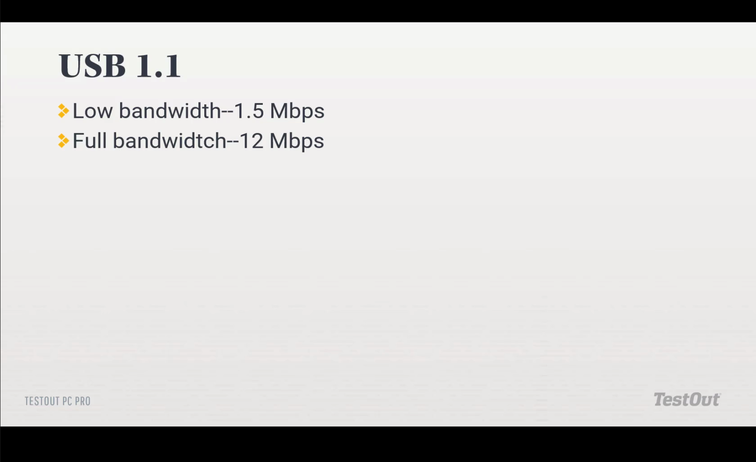First we're going to talk about version 1.1. It was the first version. It's very low bandwidth, and it runs at 1.5 megabits per second. The second is the full bandwidth, which runs at 12. In today's world, these speeds are really, really slow for everything that we're doing. So transferring large files at this pace takes a very long time. So then we came about with USB 2.0.